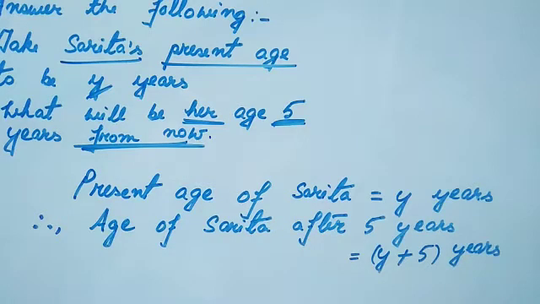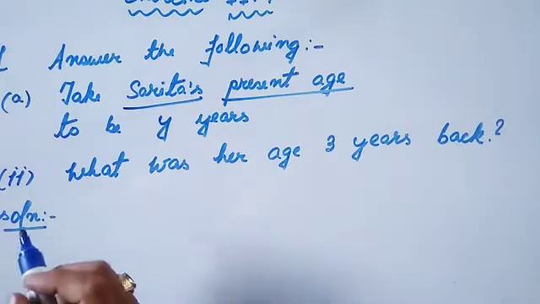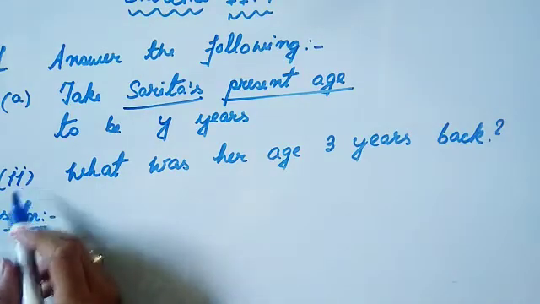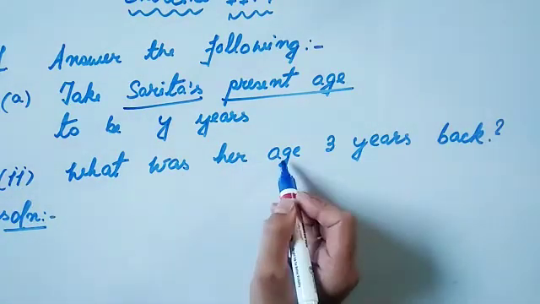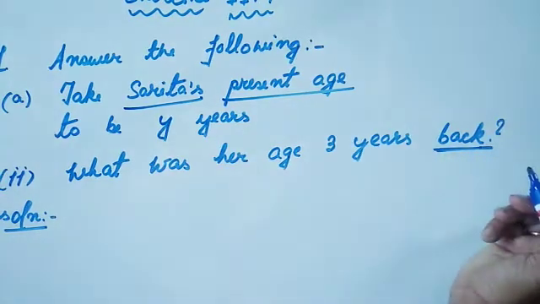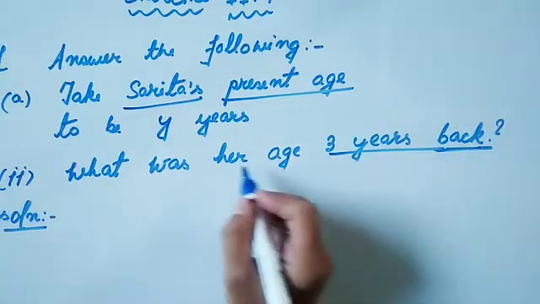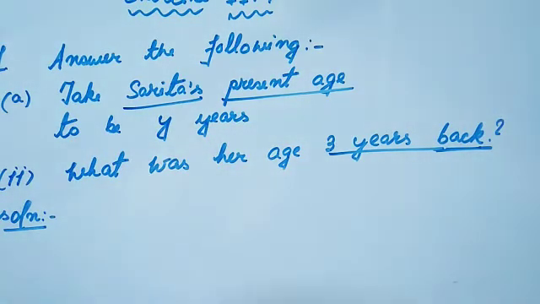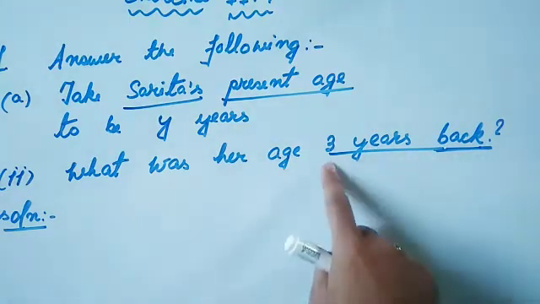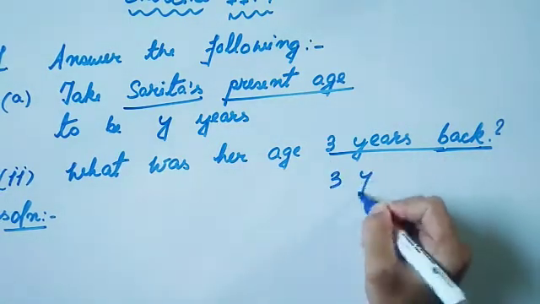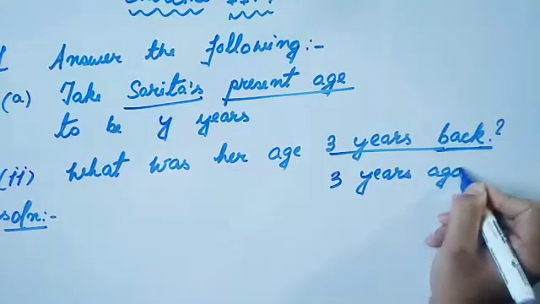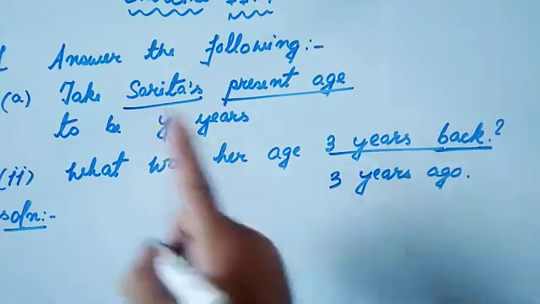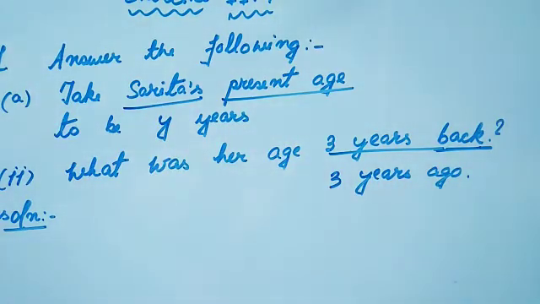Understood? Next, let's solve our next question. Next we have Roman number 2, and it says, what was her age 3 years back? Here, her represents the same person, that is Sarita. So this time the question is asking us to find the age of Sarita 3 years back. 3 years back is same as 3 years ago.